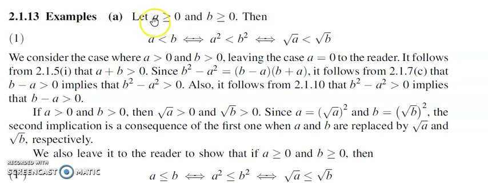The result is: if A is greater than or equal to 0 and B is greater than or equal to 0, then A less than B if and only if A square less than B square, which is if and only if square root of A less than square root of B. That is, if A and B are two positive numbers, then the square of the numbers and the square root of the numbers preserve the same ordering property as A and B.